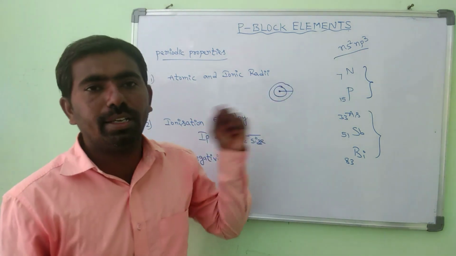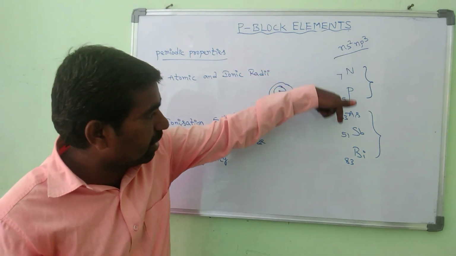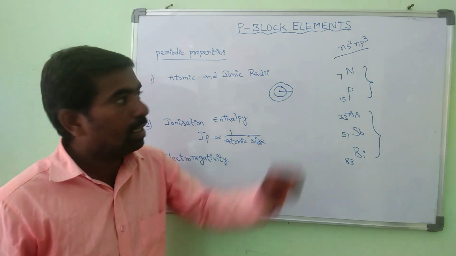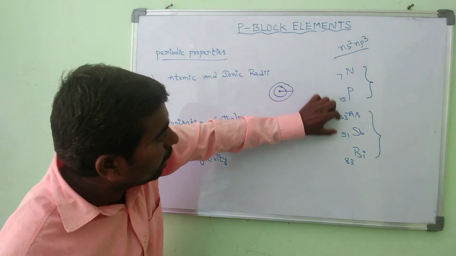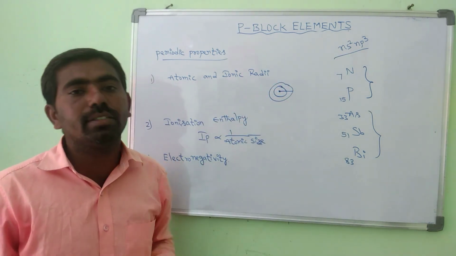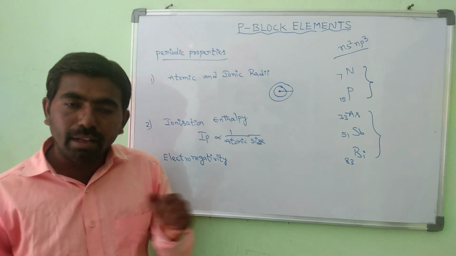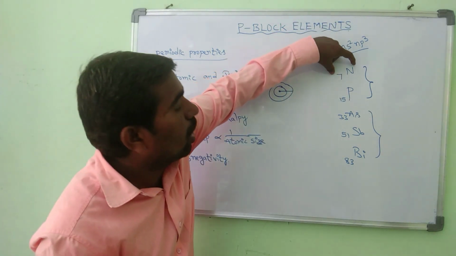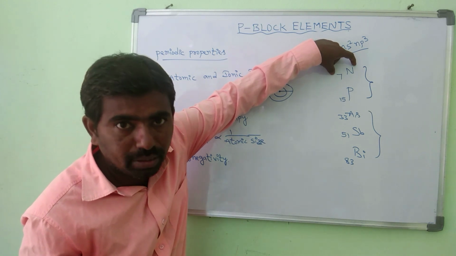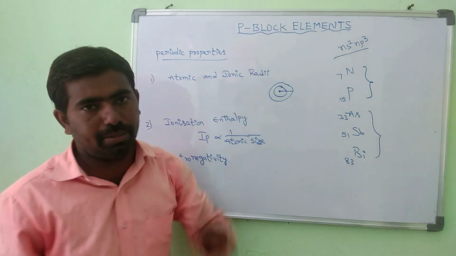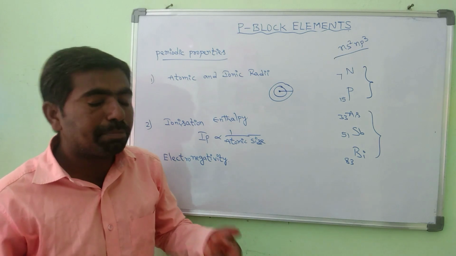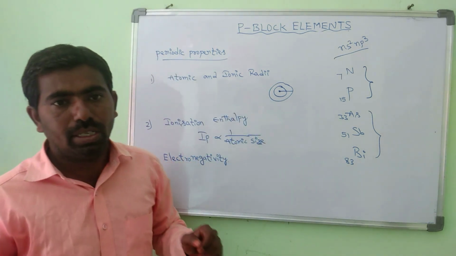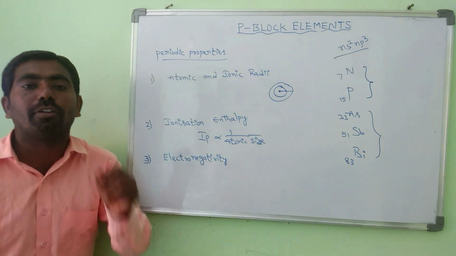Observe the 5A group: nitrogen, phosphorus, arsenic, antimony and bismuth. When we are moving from nitrogen to bismuth, atomic numbers regularly increase. Due to that reason, atomic and ionic radii also increase. Particularly, there is a large increase in covalent radius from nitrogen to phosphorus, and there is a small increase in covalent radius from arsenic to bismuth. This is about atomic and ionic radii.